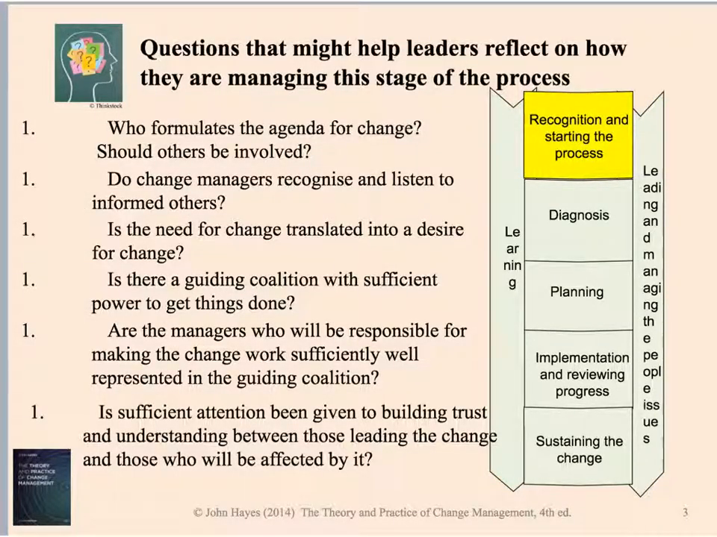Okay, so when we're thinking about recognizing the start of the problem, we need to think about some of these questions. As you're trying to manage the process, and a lot of us here will be doing that, we need to figure out who actually formulates the agenda for change. And actually, should others be involved? So for example, should it be you who sets the agenda? Is there a partnership? Should it be a board? And should others be involved?